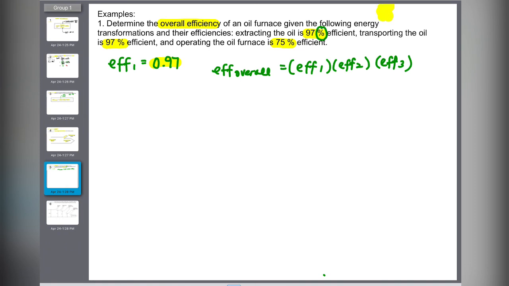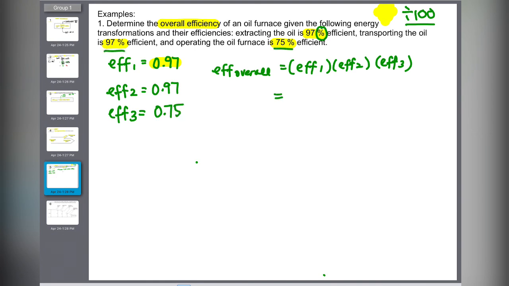So remember, we divide it by 100 to go from percentage to the number. Efficiency 2 is 97% again, so 0.97. Efficiency 3 is 0.75. So the key thing is, please divide it by 100. And the overall is you just multiply them together. So 0.97 times 0.97 times 0.75.